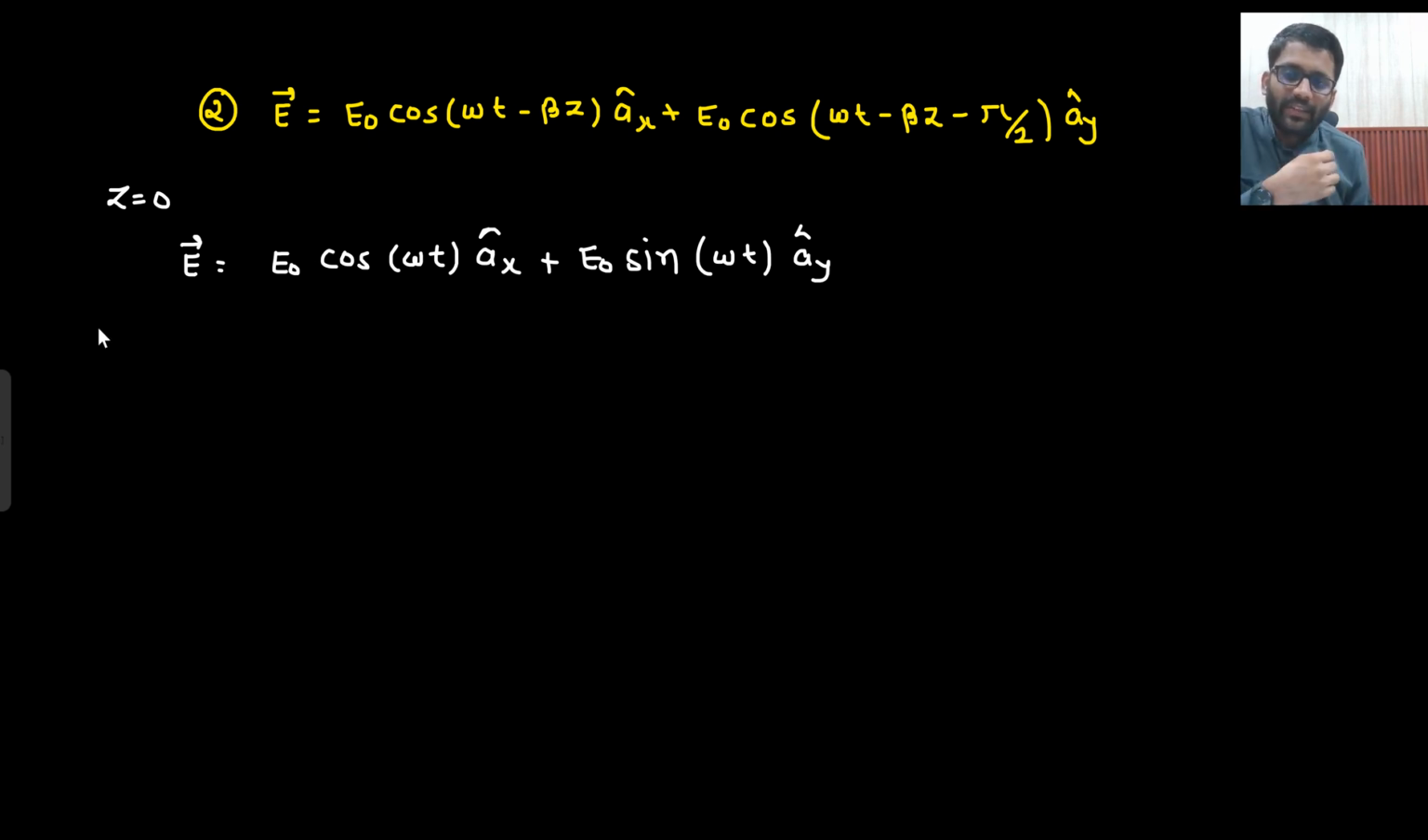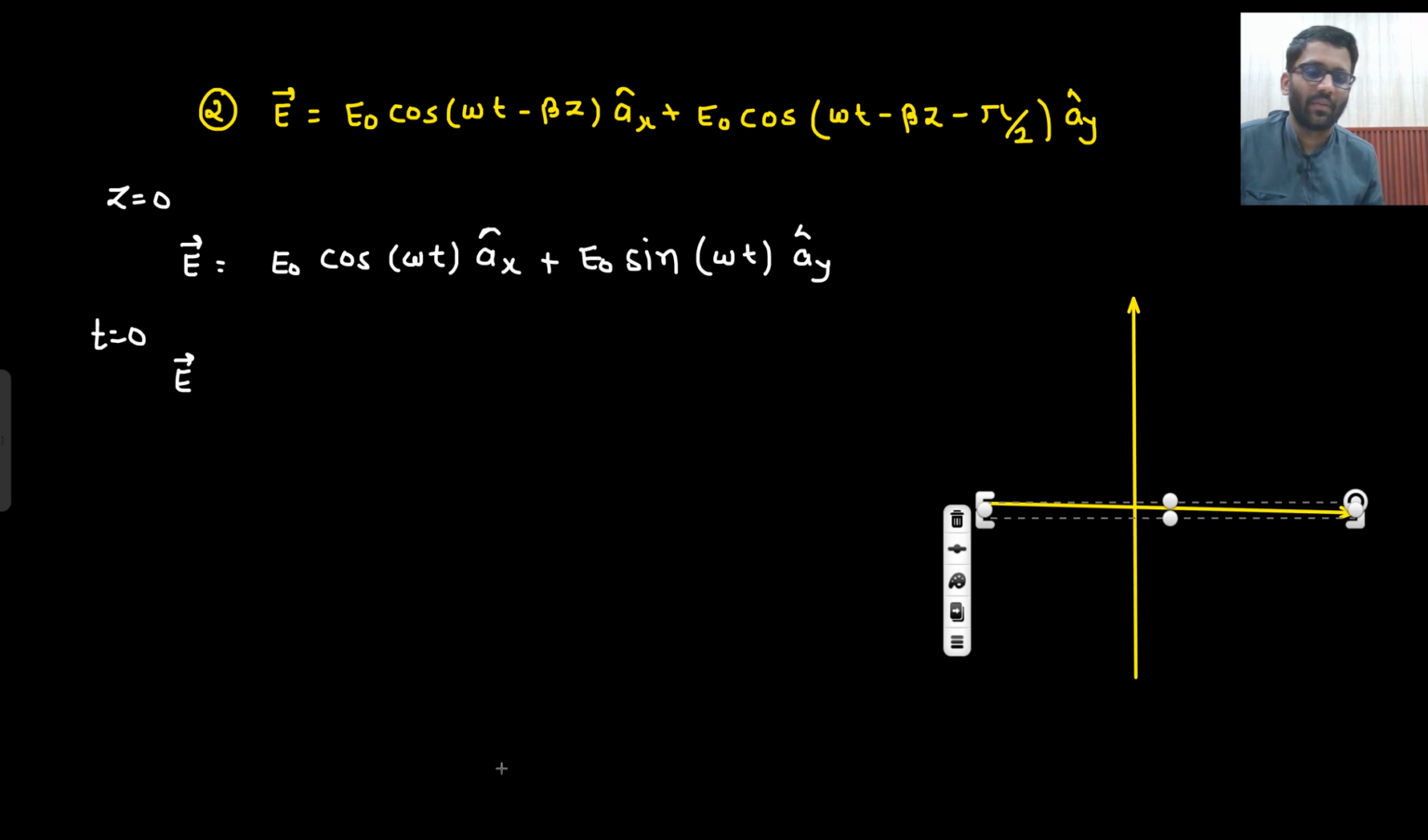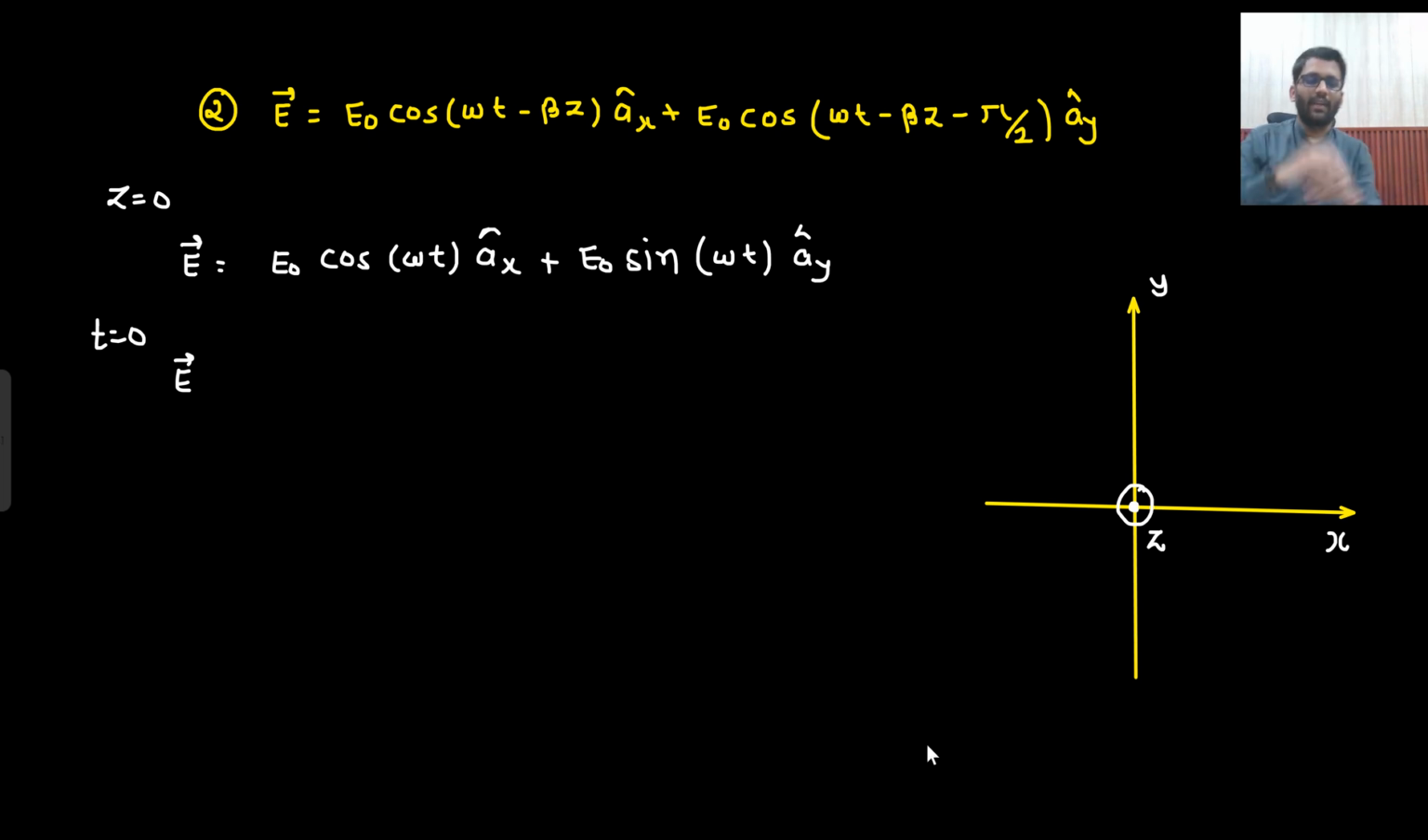Now I need to check at different time instants. So at t equals 0 I am going to check, and which plane am I going to make, the xy plane only. Why the xy plane? Because I am going to put z equals 0, so I am looking at the xy plane only. So this is my xy plane. Here I am making x, here I am making y. Where will be my z? This will be my z. Okay, x cross y should give me z, so this will be my z.